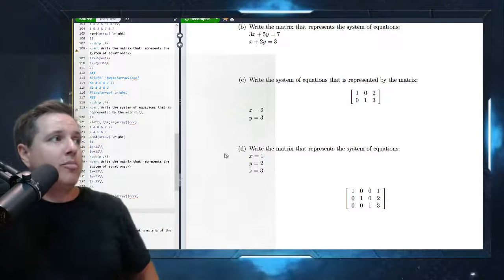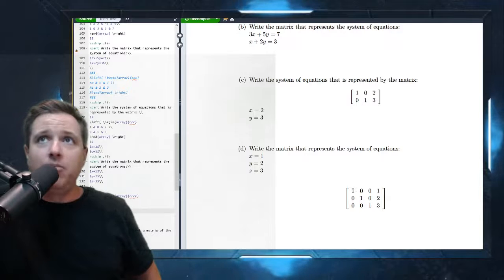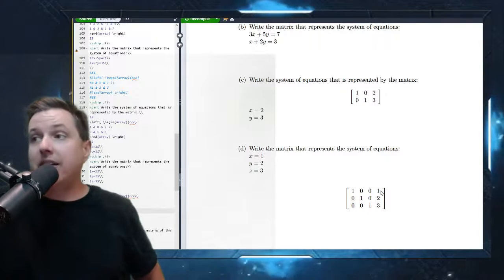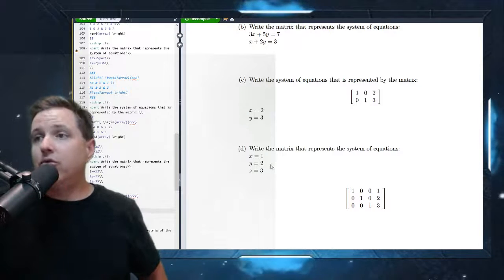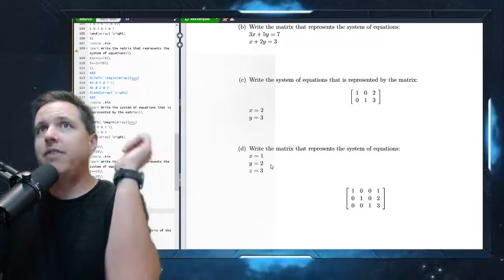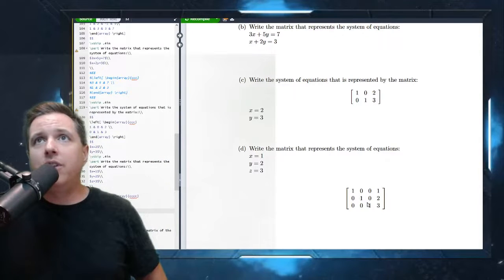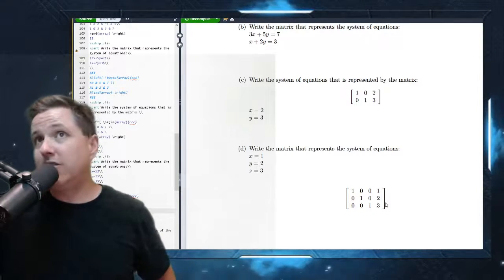So if you're unsure, practice going back and forth between these two. This would be 1x plus 0y plus 0z equals 1. In other words, x equals 1. 0x plus 1y plus 0z equals 2 is just y equals 2. If you have a coefficient of 0, that whole variable just vanishes from that problem. So whenever you see a diagonal of 1s and then zeros around it, you know that the column on the right holds your actual solutions, right?